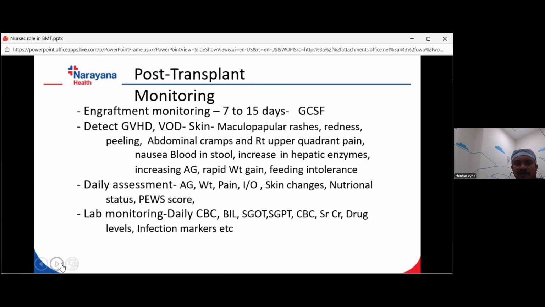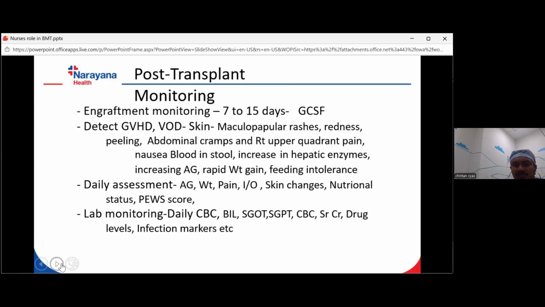Again, starting engraftment monitoring. That is the engraftment phase, as sir said, around 7 to 15 days. It will take time for the cells to work up and the counts to come up. In between, there may be support of growth stimulating factors. So the nurse must administer them, as well as monitor the cells coming up in the engraftment phase, and detect GVHD and VOD.